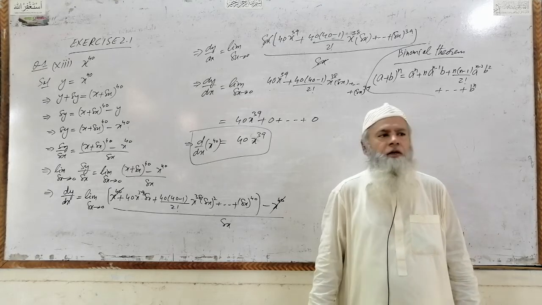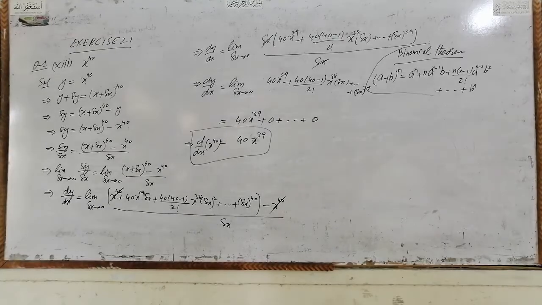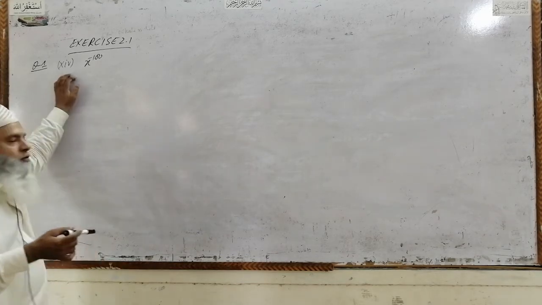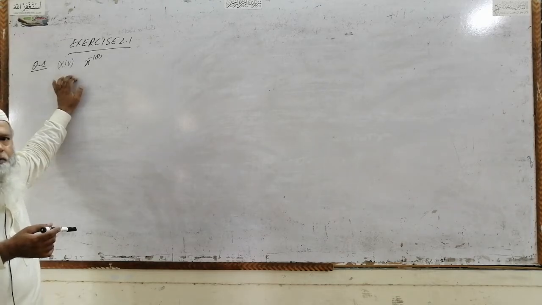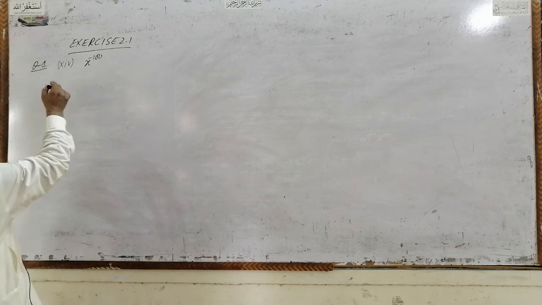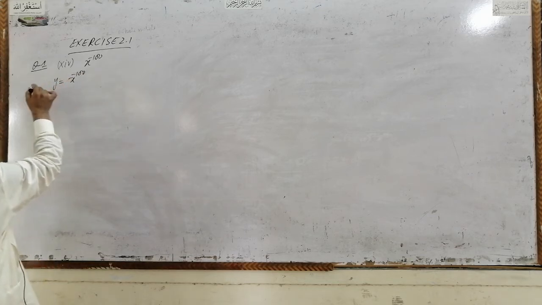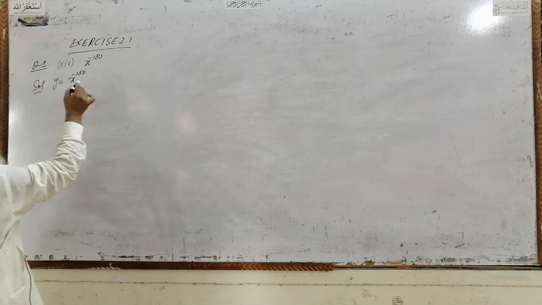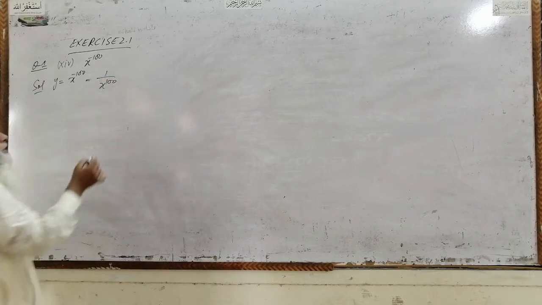Now we start the next part of the question. Next we solve the 14th part of question number 1. Once again we have to find the derivative of x raised to power minus 100 using definition. Okay, write y is equal to x raised to power minus 100, which can be written as 1 over x raised to power 100.